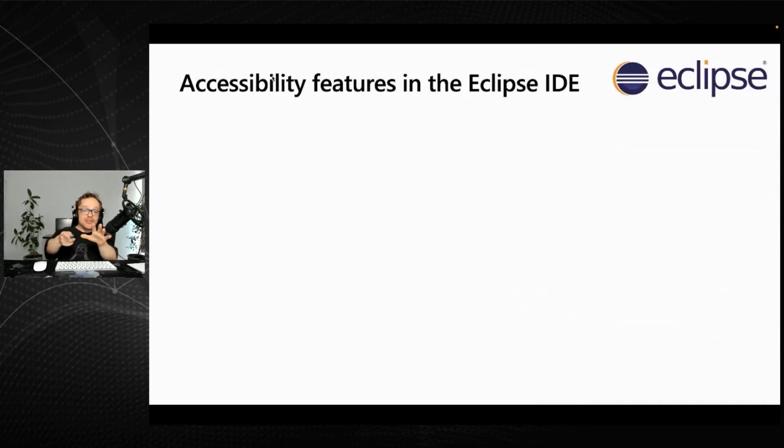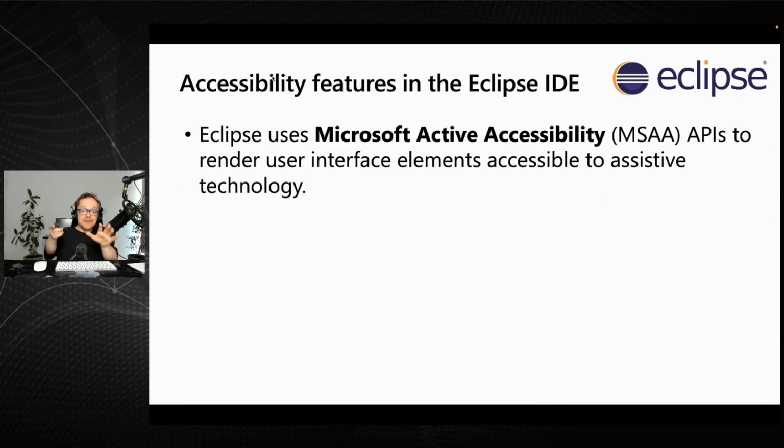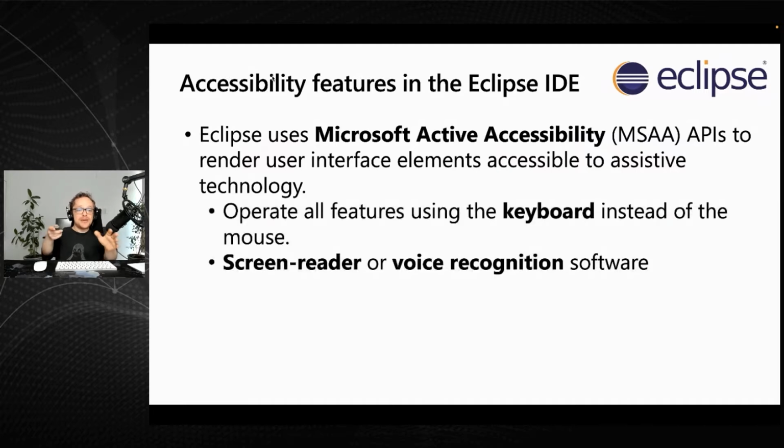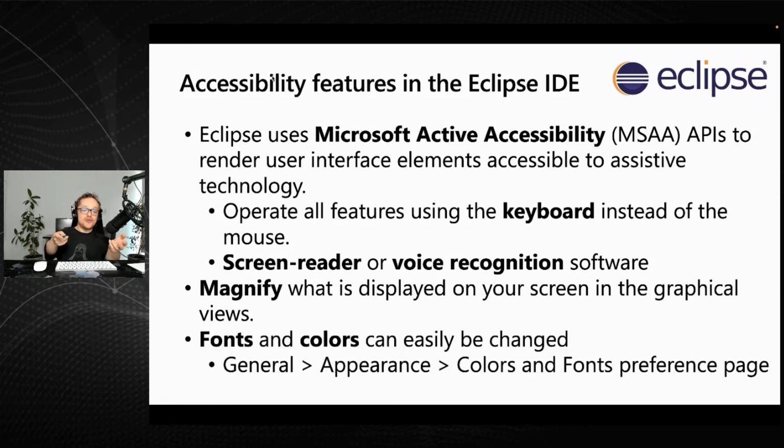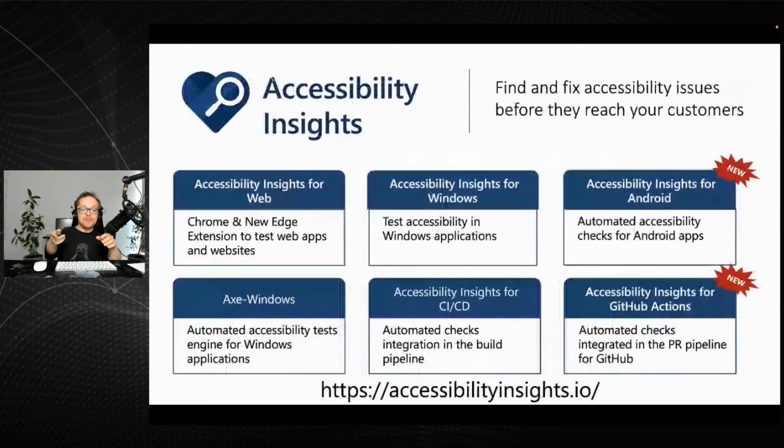So we've got some nice accessibility features in the Eclipse IDE. First of all, Eclipse actually uses the Microsoft Active Accessibility APIs to render all of the user interfaces accessible to assistive technology. Meaning that if you use Eclipse, you should be able to use a keyboard instead of a mouse, and a screen reader or voice recognition software to do your development, to create your tools. You can also use Magnify for graphical views, and then fonts and colors to aid in visual impairment.